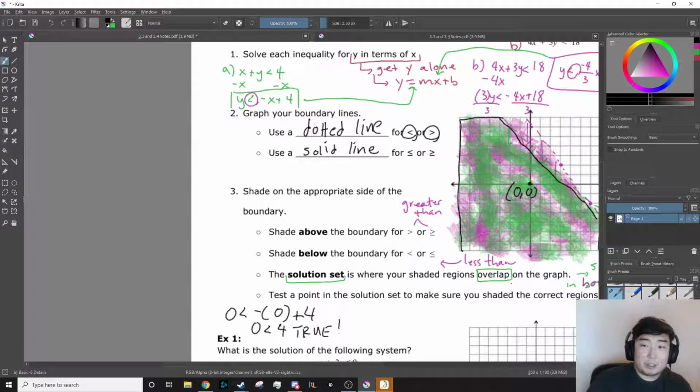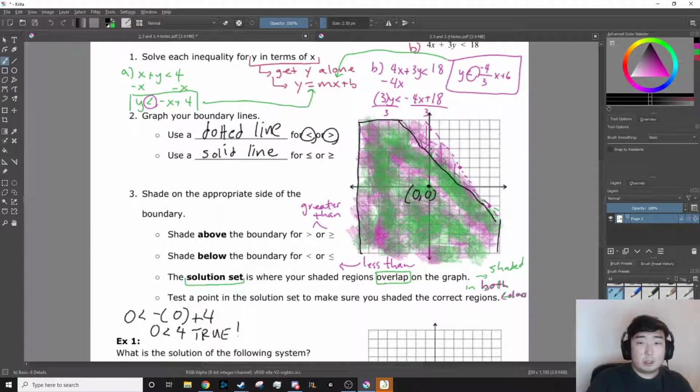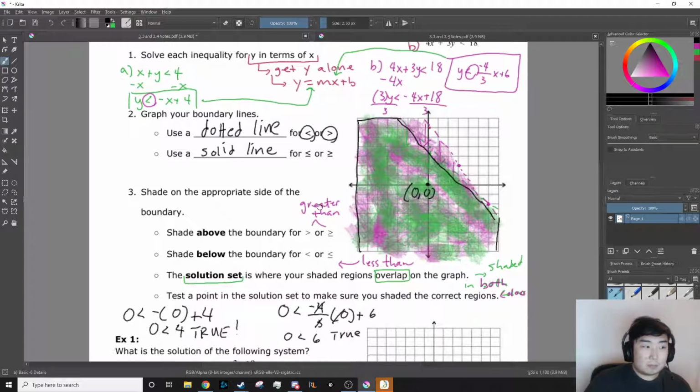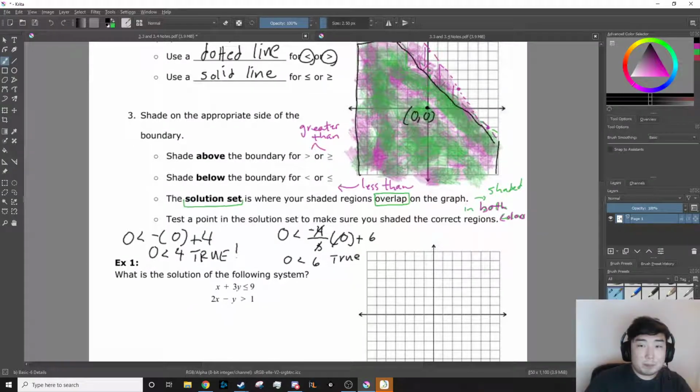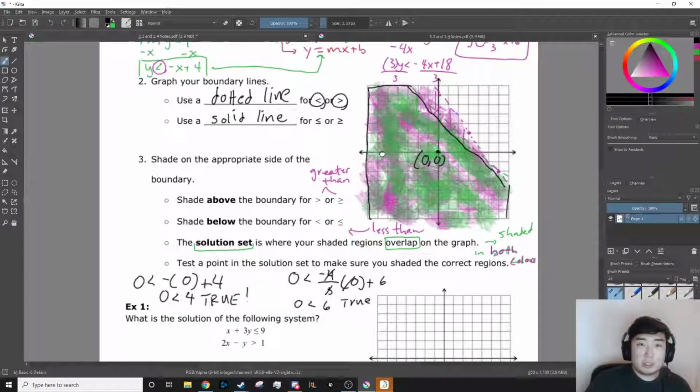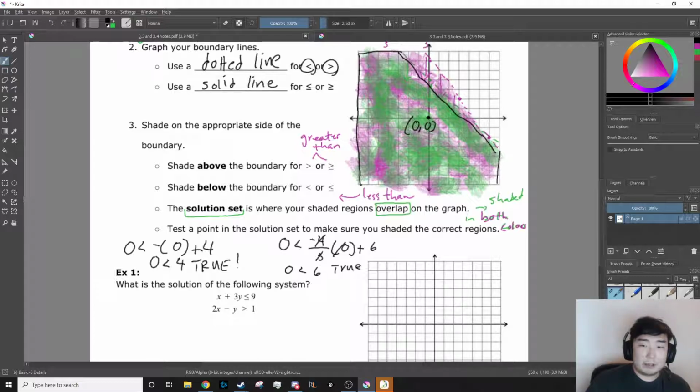But we have to check the other one too. We have to make sure that both coordinates work, or the coordinate works for both equations. So I'm going to take this purple equation and plug it in. So 0 is less than negative 4 over 3 times 0 plus 6. So this cancels because it's multiplied by 0. So 0 is less than 6. That's true. So yeah, both of these work. So this point makes sense that it's a solution for both of my equations. So we learned how to do it by graphing.